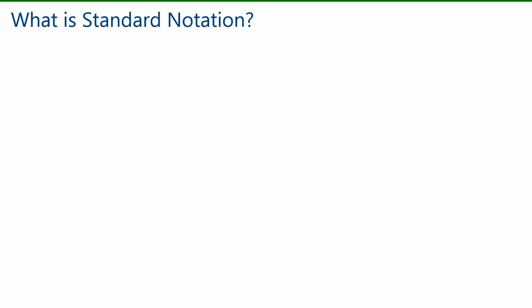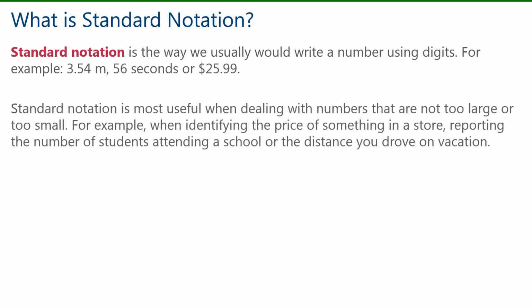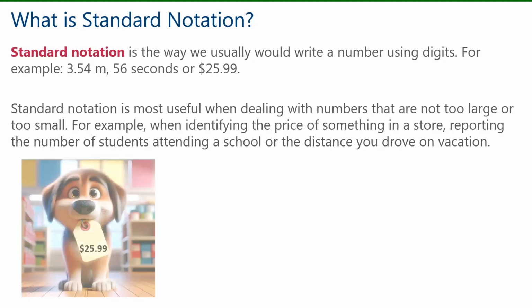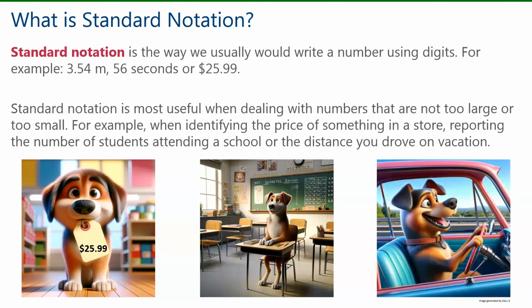What is standard notation, which I just mentioned? Standard notation is the way we usually write a number using digits. For example, 3.54 meters, 56 seconds, or $25.99. Standard notation is most useful when dealing with numbers that are not too large or too small. For example, when identifying the price of something in a store, reporting the number of students attending school, or the distance you drove on vacation.